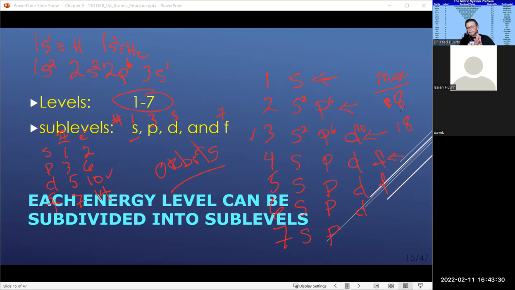What about the 4th energy level? What is the max number of electrons that I can put in the 4th energy level? I'm going to take a shot at that.